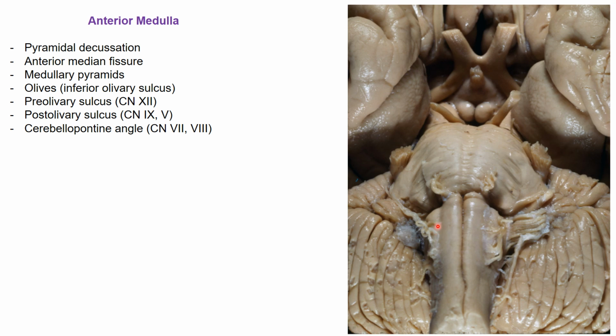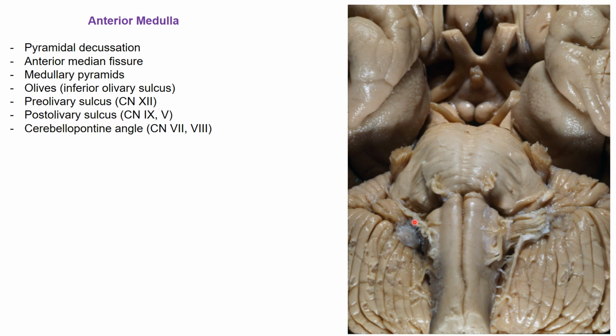Now, if we went more laterally, we would have a post-olivary sulcus, which is a sulcus on the opposite side of the olive. And out of the post-olivary sulcus, you are going to have cranial nerve 9 and cranial nerve 10. So that's your glossopharyngeal and your vagus nerves. So cranial nerves 9 and 10 are coming from the post-olivary sulcus, right, which is behind the olive.